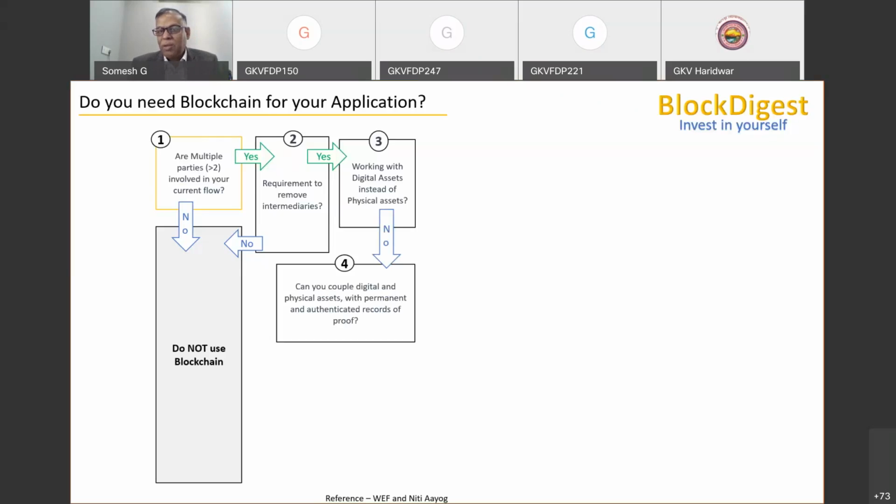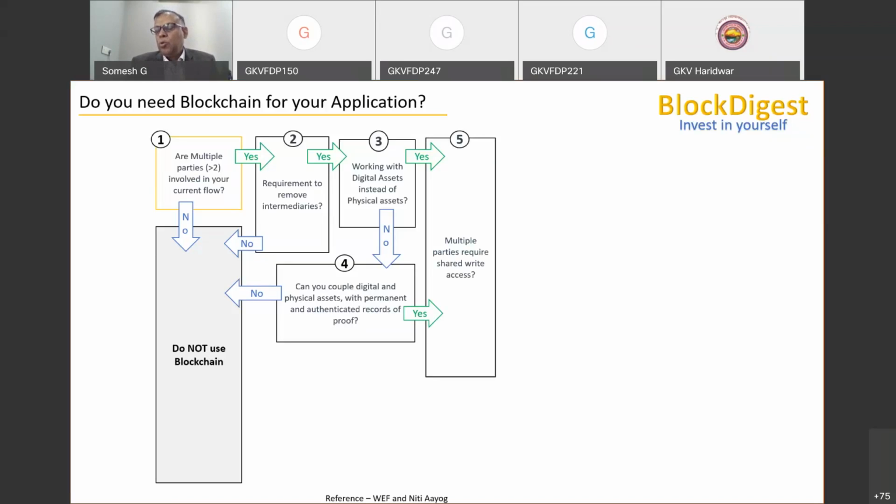So if you're not working with digital identifiers, can you couple digital and physical assets with a permanent and authenticated record of proof? No. There is possibility that you cannot assign a one-to-one permanent digital identifier with your physical asset. You should not use blockchain. If you already have a digital identifier, you're working with the digital asset, or you can identify it uniquely with a physical asset, then you can proceed. And check if multiple parties need shared write access.